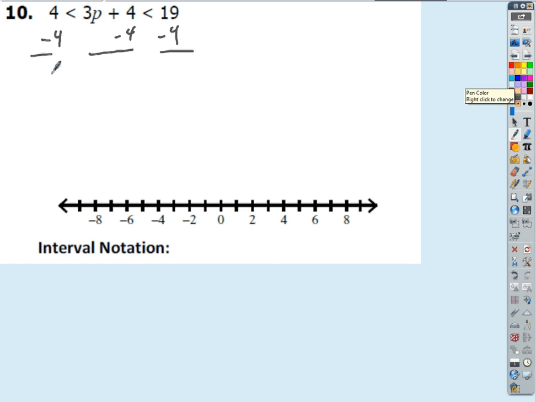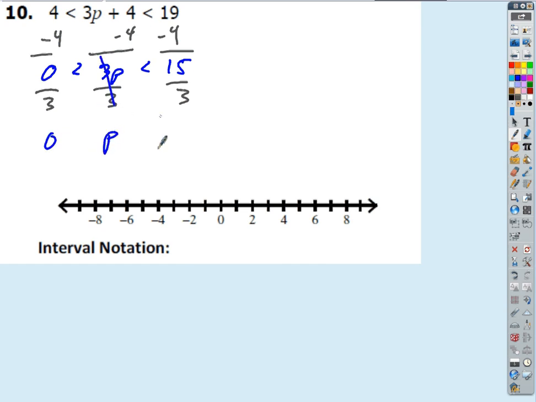So we subtract 4 everywhere. That gives me 0. I get 3P. I get 15. Last step. Divide by 3. Divide everything by 3. Okay, so then 0 divided by 3 is 0. 3's cancel. I get a P. I get a 5, nothing flipped. So that's simple. There's my solution. P is greater than 0 and less than 5. It's pinched between 0 and 5. Okay?